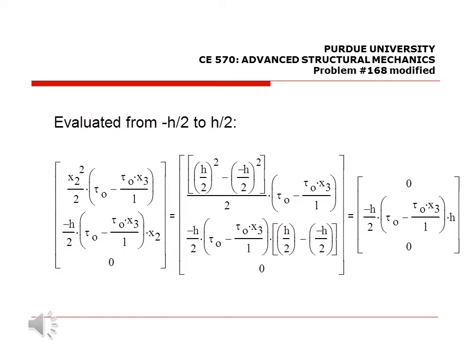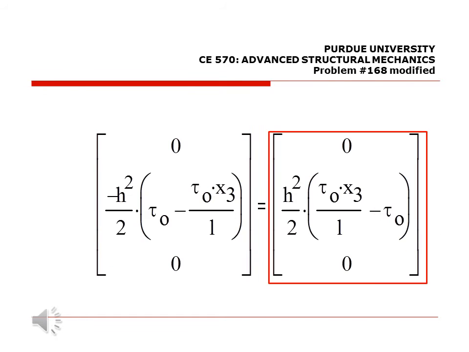So, evaluating from minus h over 2 to h over 2, we can find the vector Mx. Then, the expression of Mx can be reduced as shown.